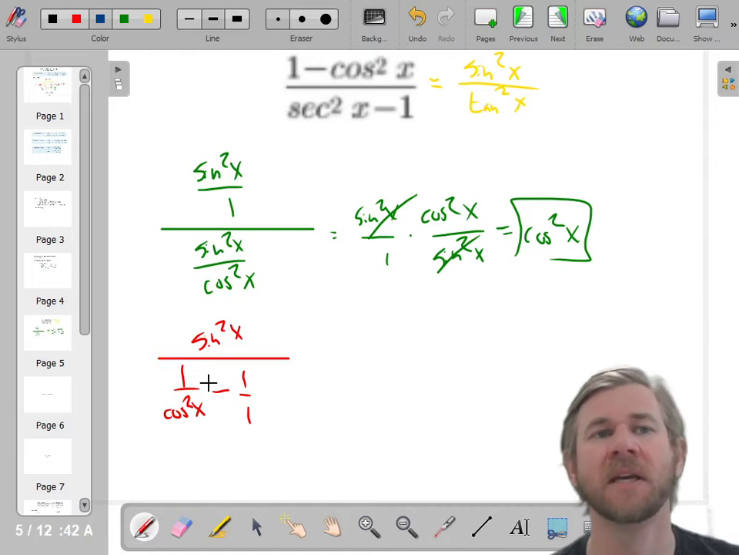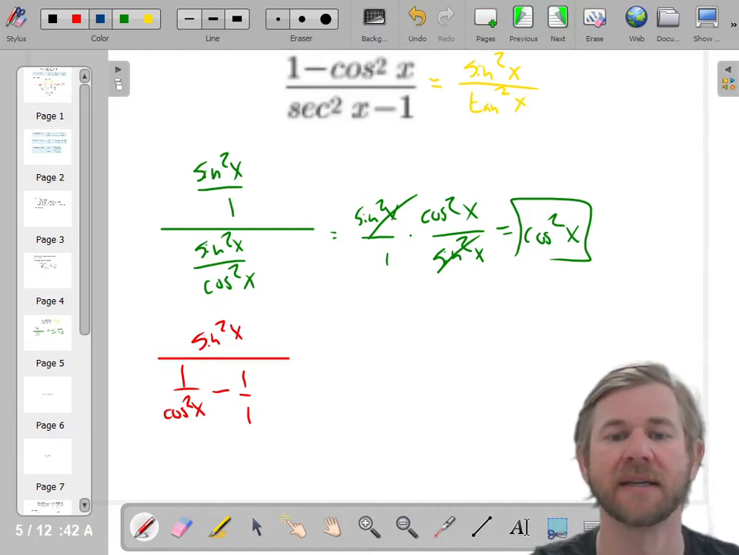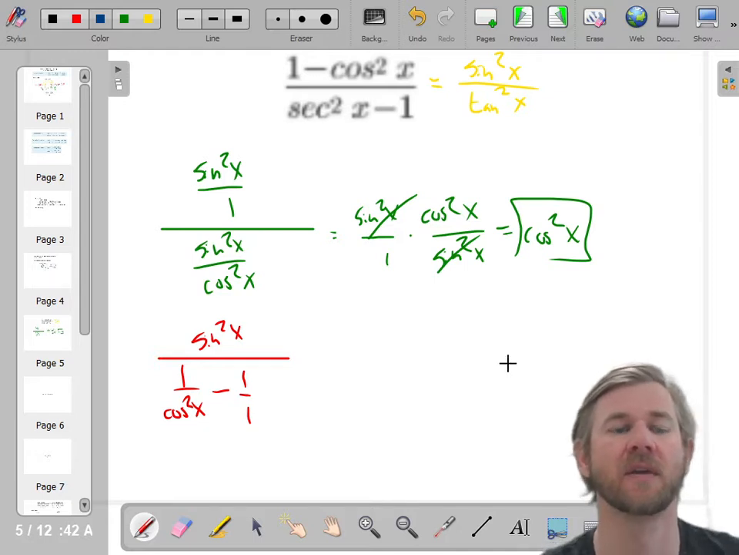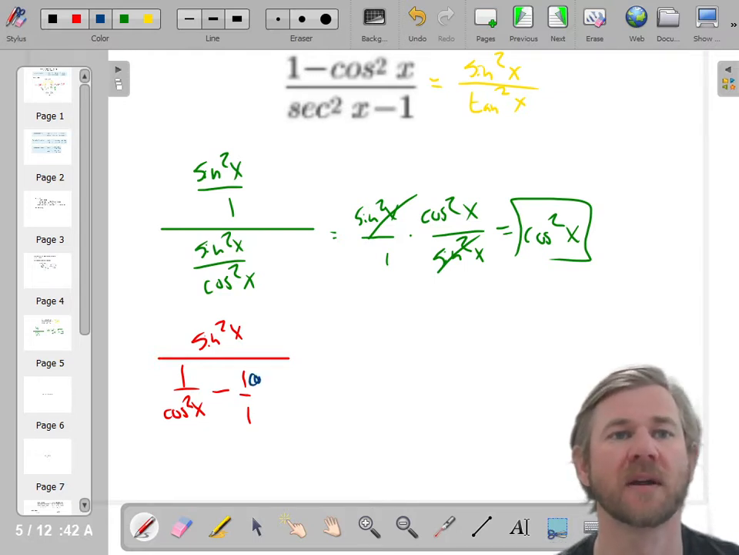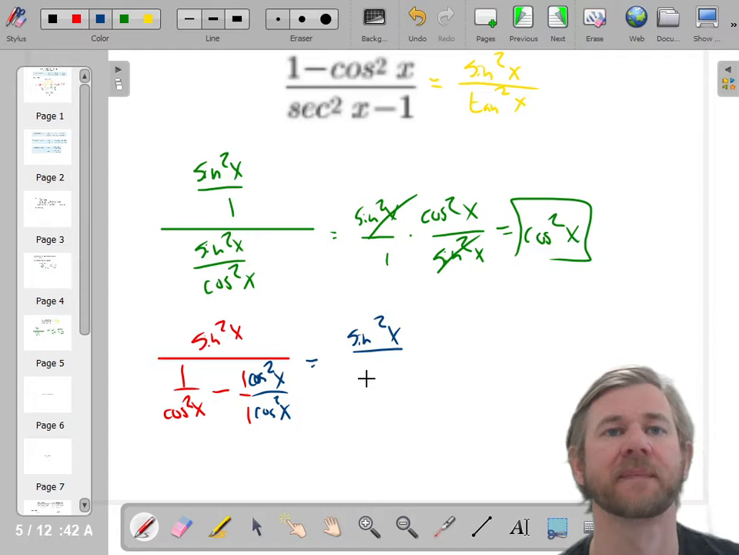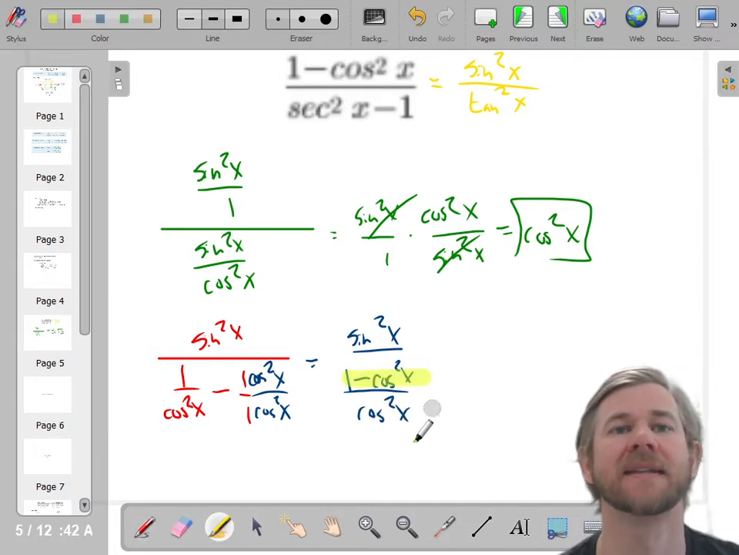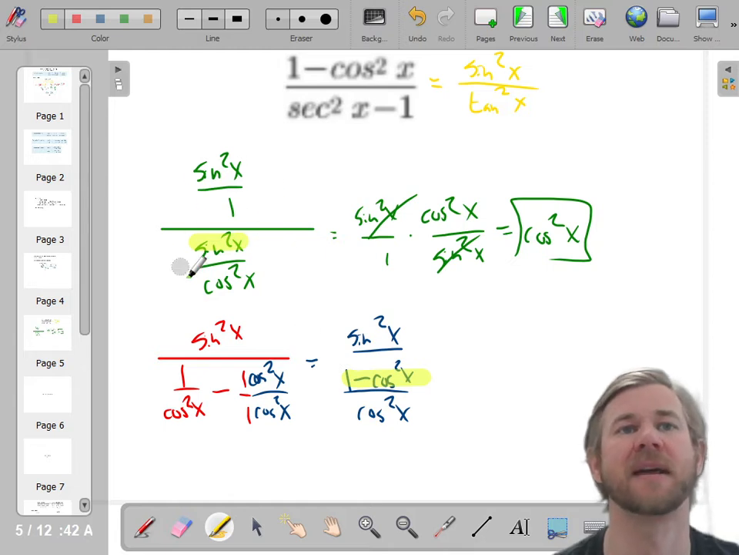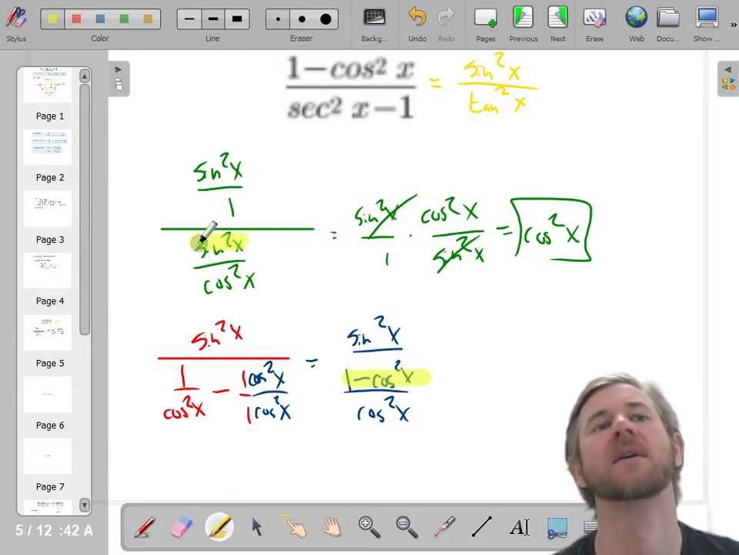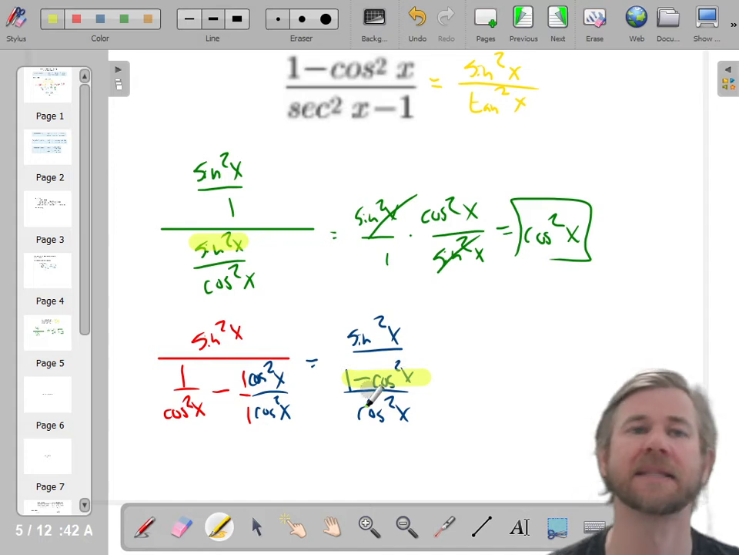Same thing. This is secant squared minus 1. And now what I need to do is get a common denominator. So the common denominator here would be cosine squared x over cosine squared x. And then you end up with your sine squared x in the top. And in the bottom down here, I have 1 minus cosine squared x over cosine squared x. And then you're like, oh, wait a minute. That's sine squared x. And you're in the same exact spot now. Sine squared x over sine squared x over cosine squared x. So it ends up being the same thing.